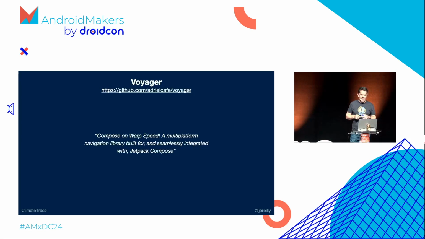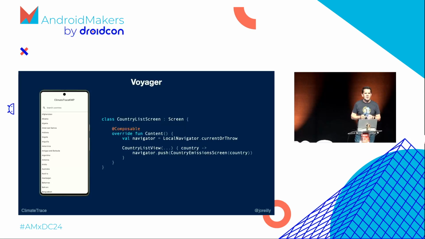So first up, Voyager. This is primarily a navigation library that works across a range of Compose Multiplatform clients. It supports a wide range of functionality, including different navigation types, state restoration, transitions, lifecycle callbacks, back press handling, and deep link support, along with integration with a number of frameworks. It works on the basis of having your Compose code contained in these screen classes. This is an example from Climate Trace for the screen showing the list of countries.